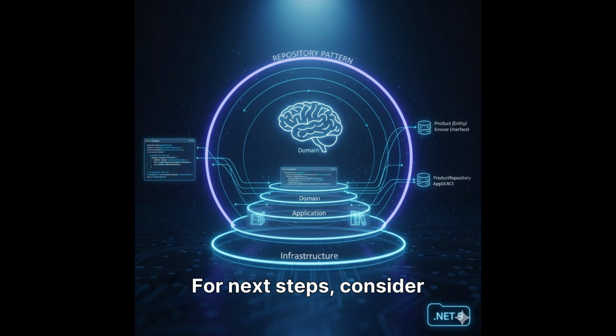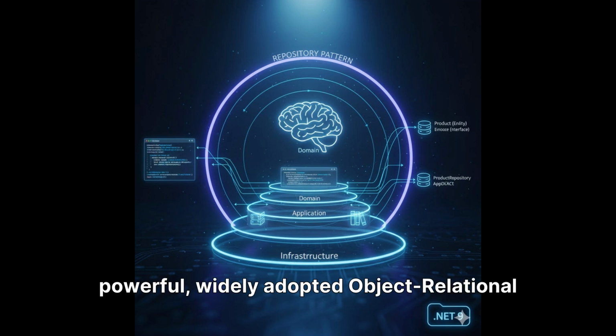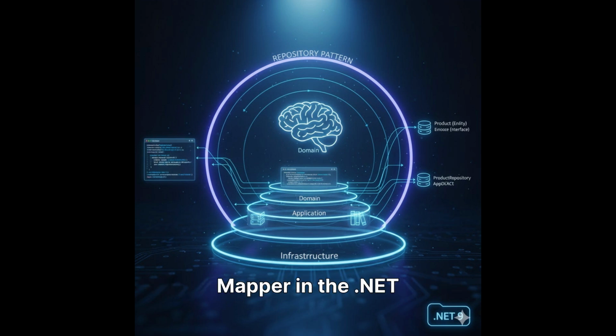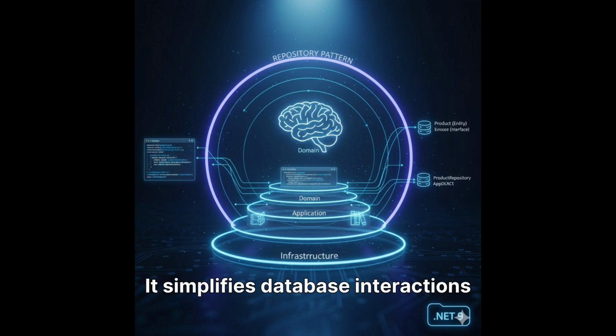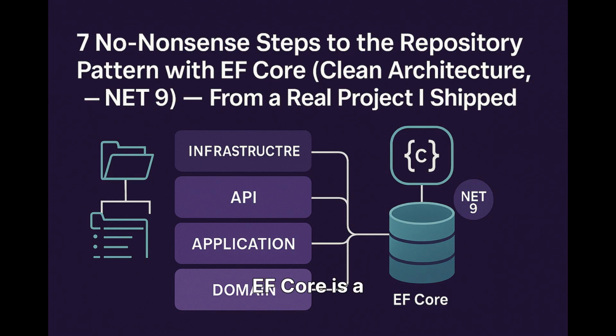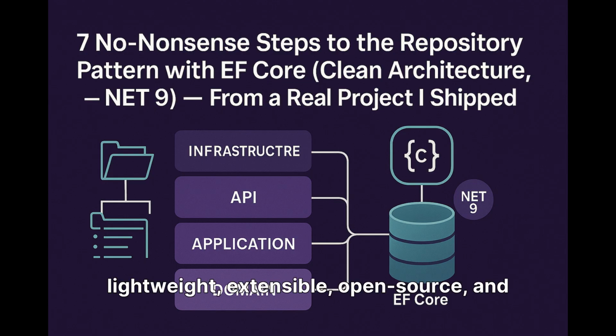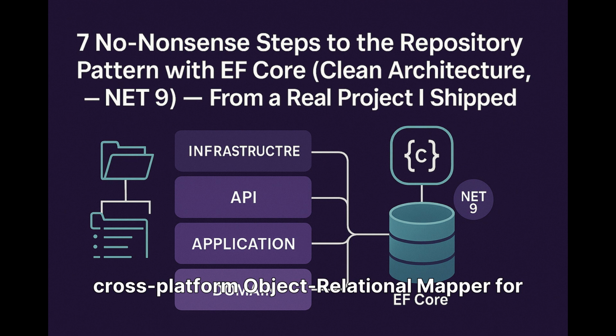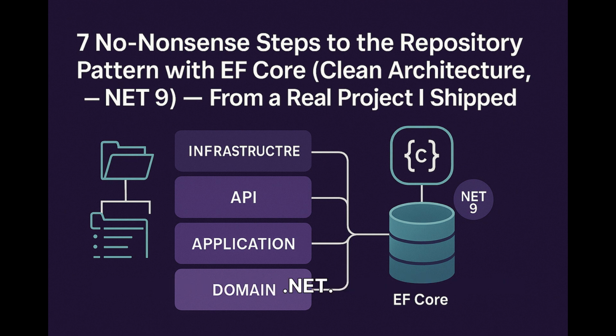For next steps, consider implementing this pattern with Entity Framework Core. EF Core is a powerful, widely adopted object relational mapper in the .NET ecosystem. It simplifies database interactions significantly, providing a robust framework for connecting your C# objects to a relational database for real-world applications. EF Core is a lightweight, extensible, open-source, and cross-platform object relational mapper for .NET.